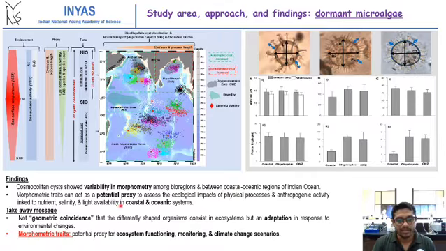Morphometric traits can act as potential proxies to assess the ecological impact of both physical and anthropogenic activity, which is mostly linked to nutrients, salinity and light availability in coastal and ocean systems. The major takeaway of this study is that geometric shapes are not a coincidence, but a form of adaptation in response to environmental changes. And morphometric traits are potential proxies for ecosystem functioning, monitoring, and climate change scenarios.